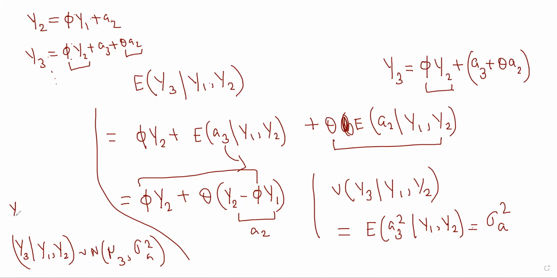What was y2 given y1? It was, let's say, normal mu2 sigma s square. And what was mu2? Do you remember? It was simply 5y1. Mu3 is this. Do you see this clearly? So now you have y2 given y1. You know the distribution of this. That's simply normal mu2 sigma s square.